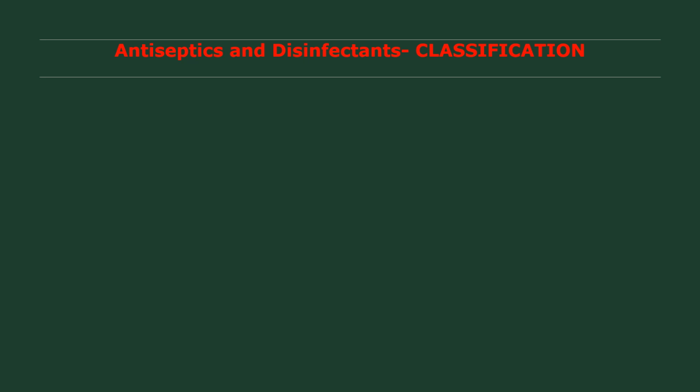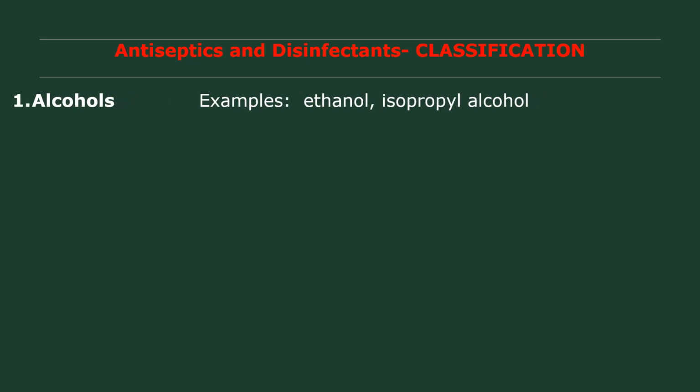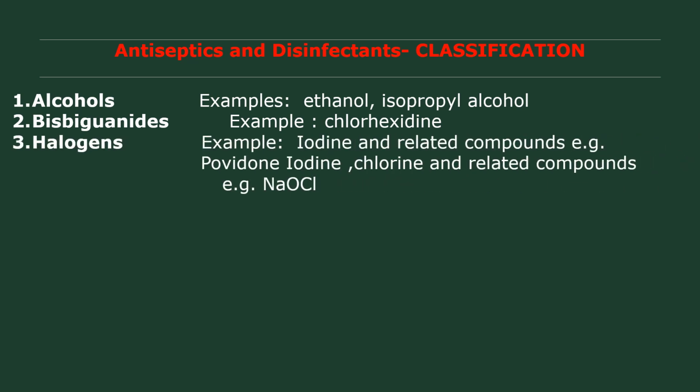This is the classification of antiseptics and disinfectants. We had already looked at this classification in the previous lecture. So we have the alcohols, examples being ethanol and isopropyl alcohol. We also have biguanides, example chlorhexidine, halogens. Remember, for halogens, we usually look at iodine and related compounds, an example being povidone iodine. Then we have chlorine and related compounds, the related compound being sodium hypochlorite.